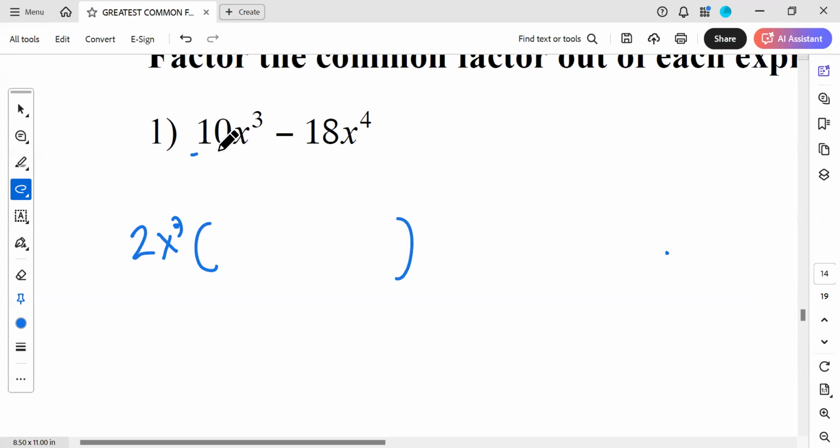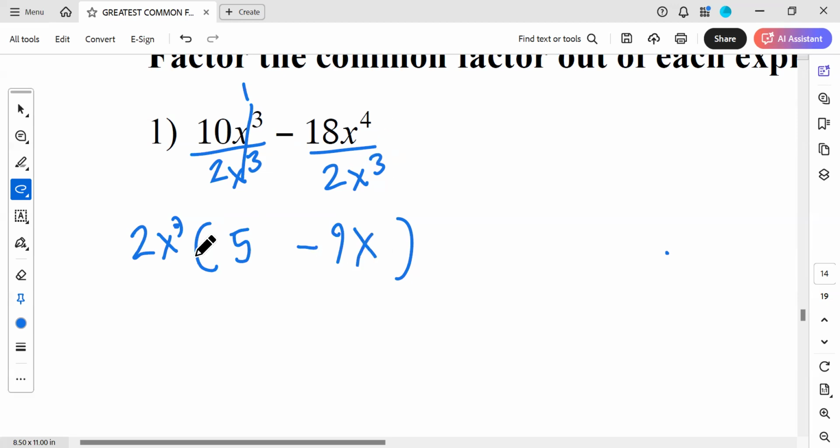Then I'm going to divide by 2x to the third. Ten divided by 2 is going to give me 5. And what happens to x to the third over x to the third? Cancels to become a 1. Negative 18 divided by 2 is going to give me negative 9. And x to the fourth over x to the third, x, because 4 minus 3 gives us just x to the 1. We're finished.